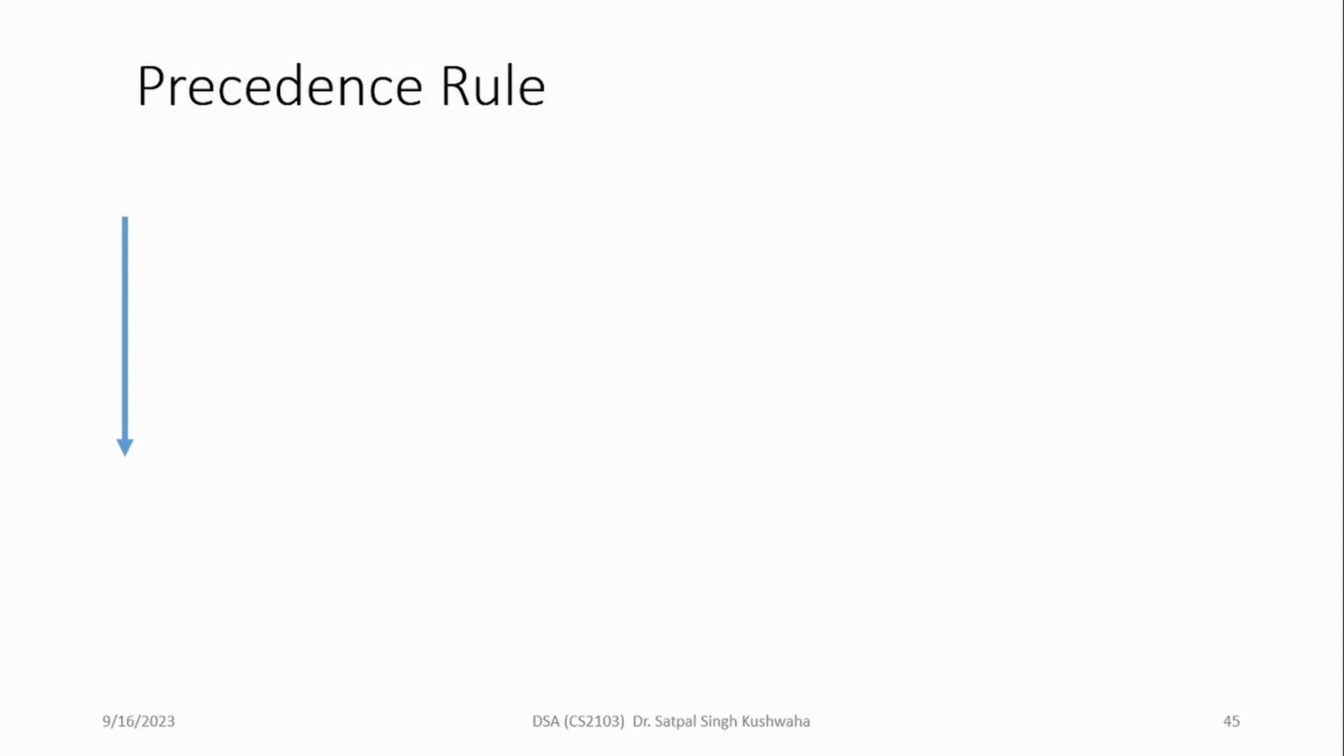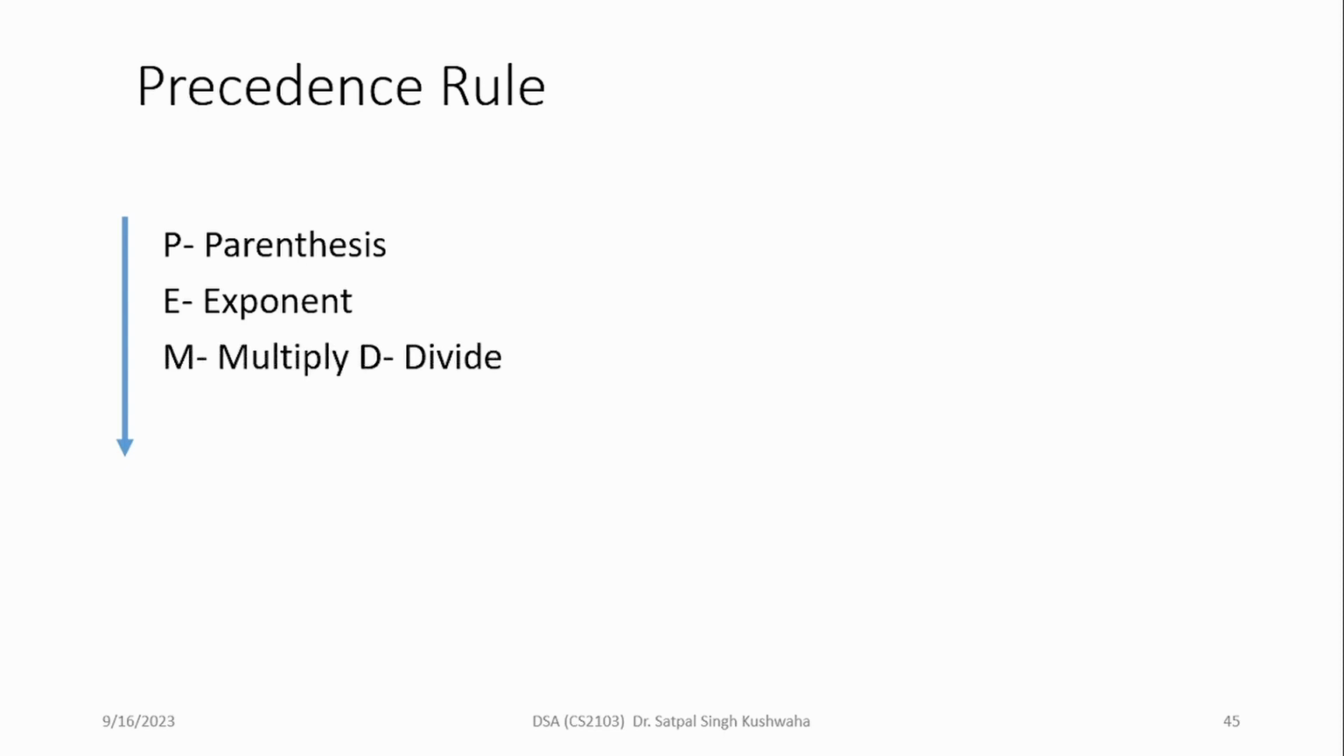So here are some precedence rules. In the expression, we first handle the parentheses, then we go for the exponent, then multiply and division. Multiply and division have the same precedence. So if we have both multiply and divide in an expression, since both have the same precedence, we go with the associativity, meaning whichever comes first from left to right, we solve that first. The same is the case with addition and subtraction; both have the same precedence.